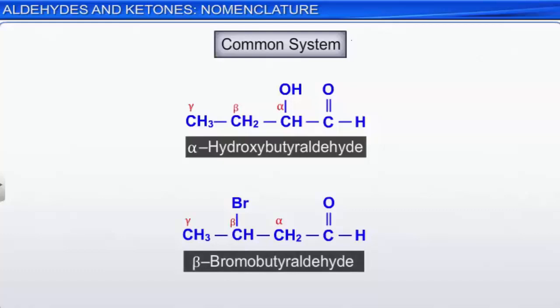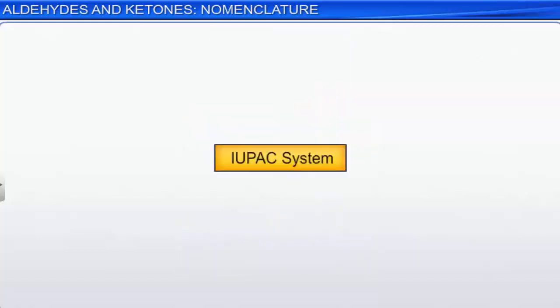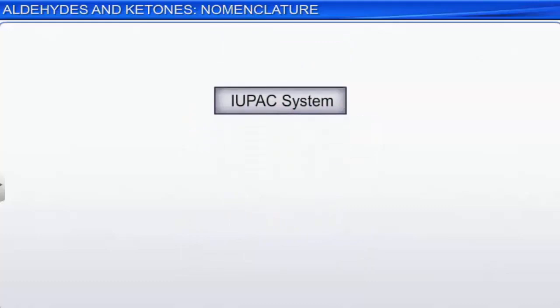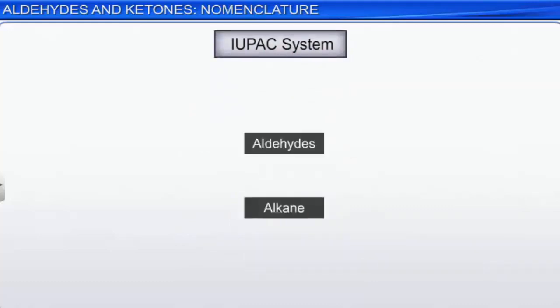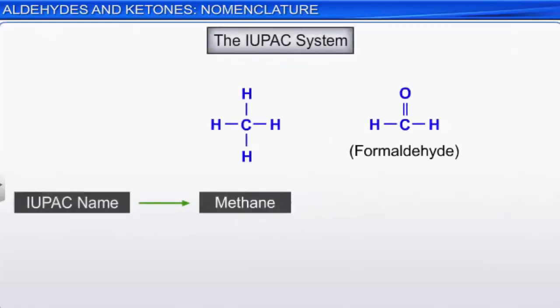In the IUPAC system, aldehydes are named by replacing the E of the corresponding alkane by Al. Hence, the IUPAC name for aldehydes is alkanal. For example, the IUPAC name for formaldehyde can be written by replacing the letter E of the corresponding alkane methane by Al. Hence, the IUPAC name for formaldehyde is methanal.